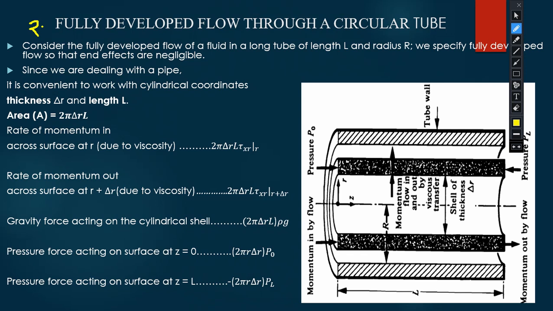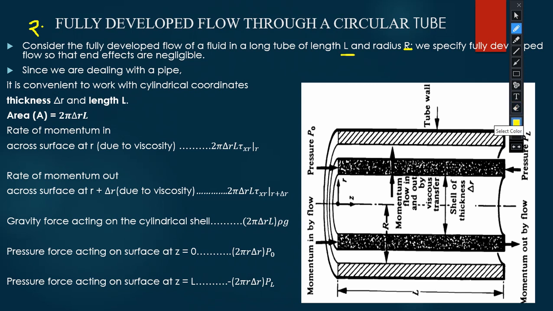Okay, so we consider the fully developed flow of a fluid in a long tube of length L and radius R. We specify fully developed flow so that the end effects are negligible. So now this is the diagram we are going to use. Let's have a representation of the diagram here.